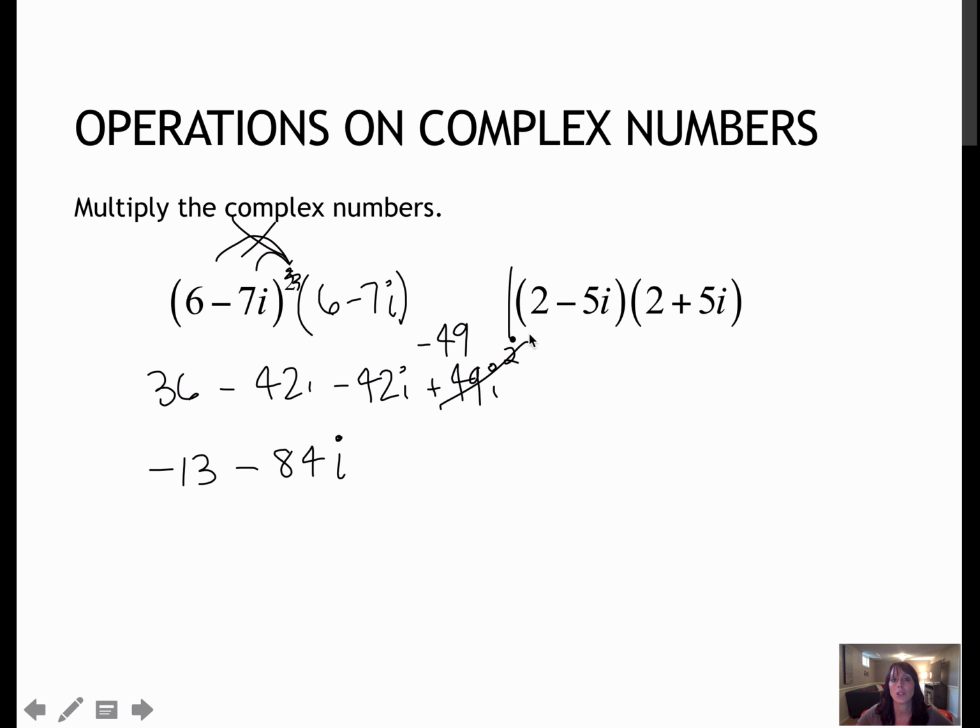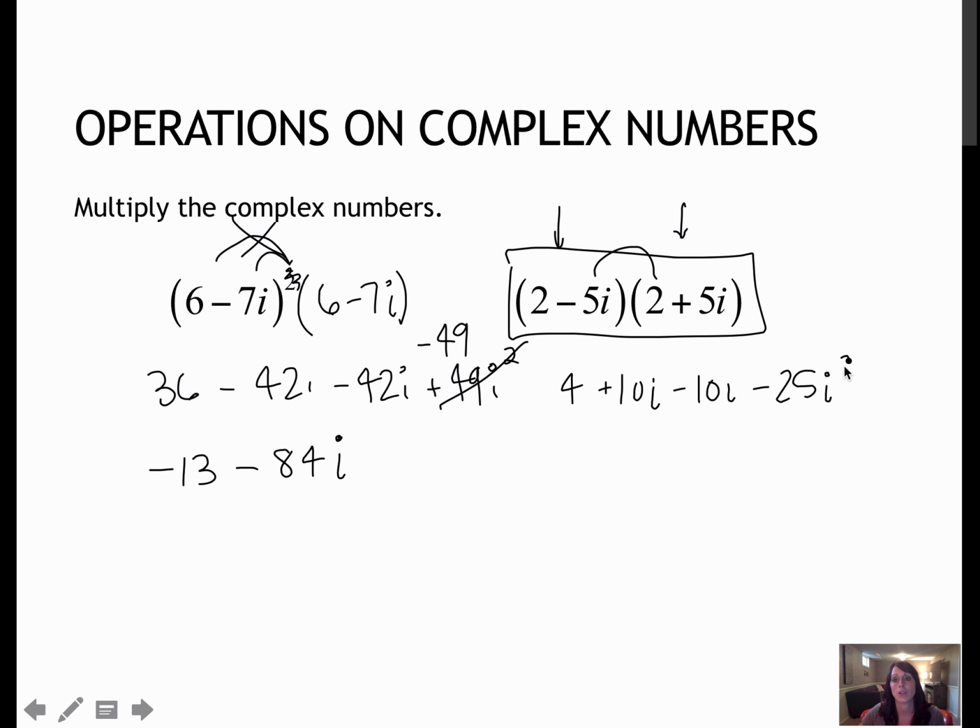For the next one, this is going to come into play a lot with our next section. These are called conjugates, complex conjugates. They're conjugates because, as you'll notice, they have the same values as the first term and the same values as the second term, and the only difference is the operation. They are conjugates because watch what happens when I FOIL them out. 2 times 2 gives me 4, and then that gives me a plus 10i, and this one gives me a minus 10i, and then of course minus 25i squared. Just as before, that i squared turns into negative 1, which makes this plus 25 instead.